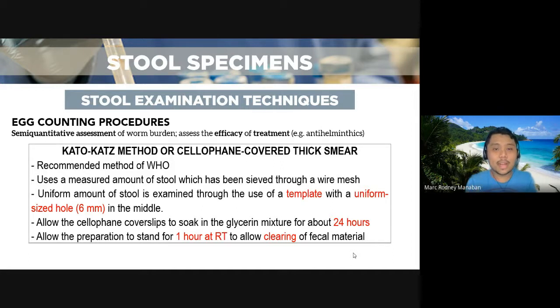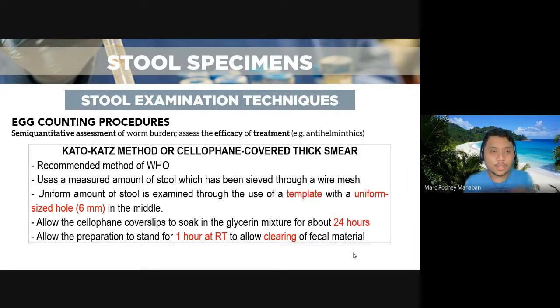Now, the stool that will remain within the hole is equivalent to about 43 milligrams. Please take note. So the stool that remains in the hole is already equivalent to 43 milligrams of stool. So it's a standardized amount. That's why we can use formulas. We can calculate.